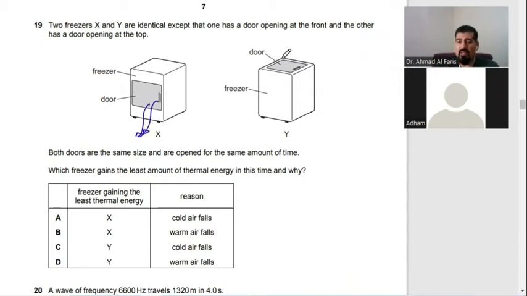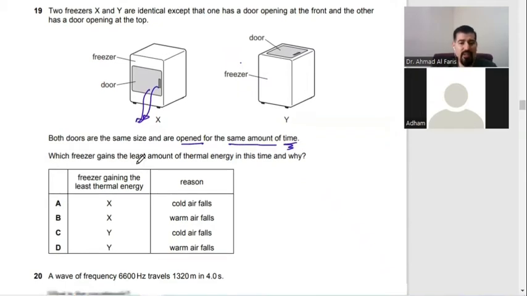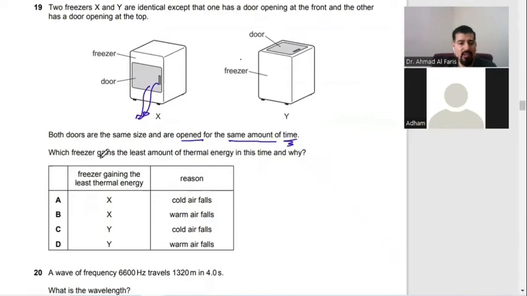But most of the malls have these types of freezers for ice creams. So when a small kid opens it and leaves it without closing it, the air is still trapped in it and does not fall that easily. But what they ask here: both doors are the same size and they are opened for the same amount of time. Which freezer gained the least amount of thermal energy? Which freezer gains the least amount of thermal energy at this time and why?